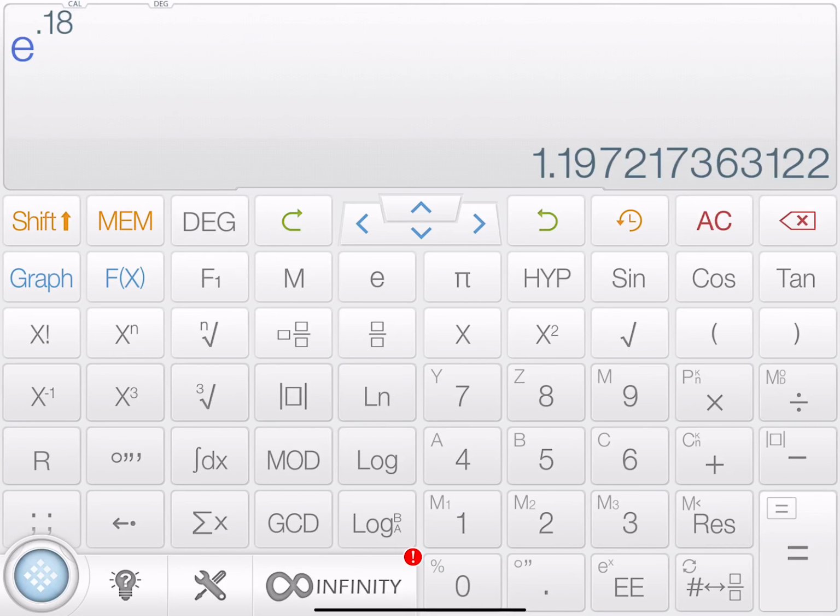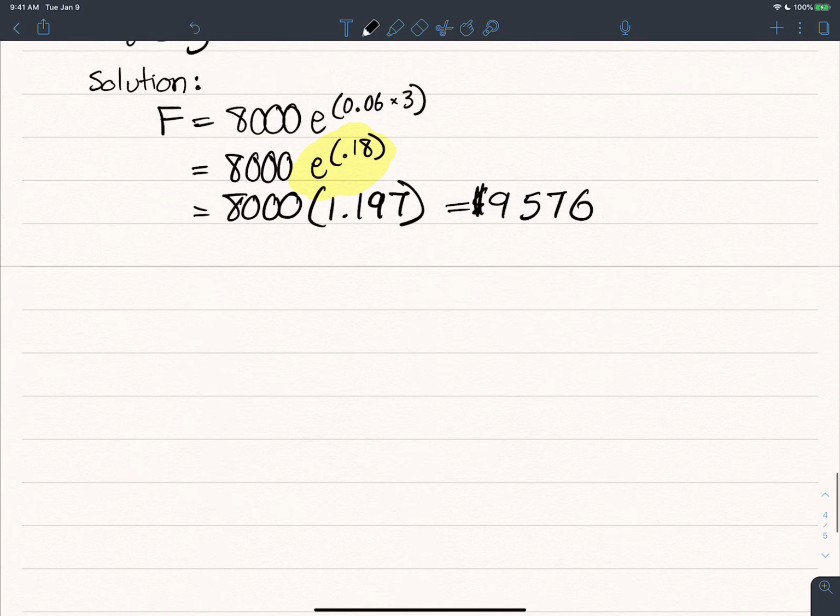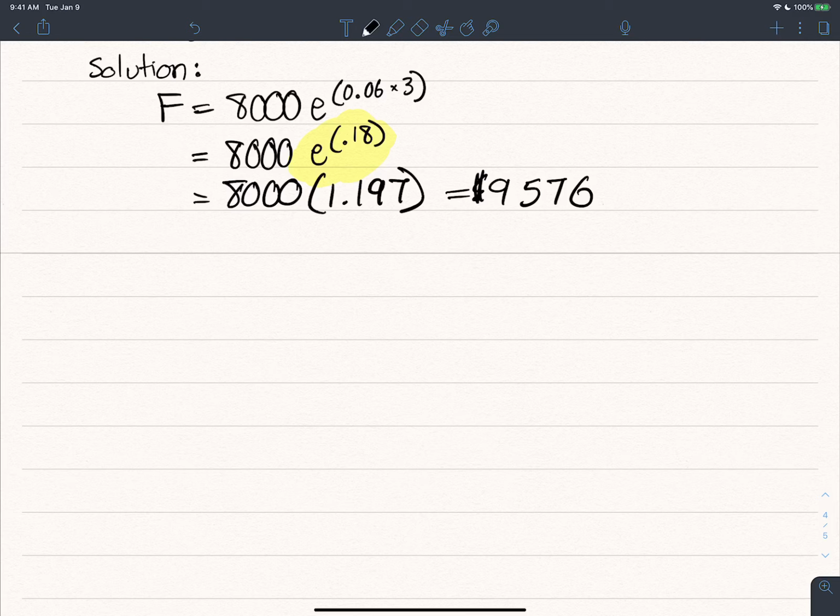Okay, awesome. So everybody got it. Everybody figured out how to do that. So now you know how to put that kind of exponent into your calculator. So from here, we need to just multiply it by the 8,000, and we get 8,000 times, what did we get? 1.197, and we end up with 9,576. So that's how much money we end up with. $9,576.